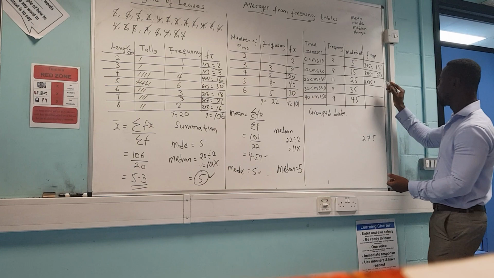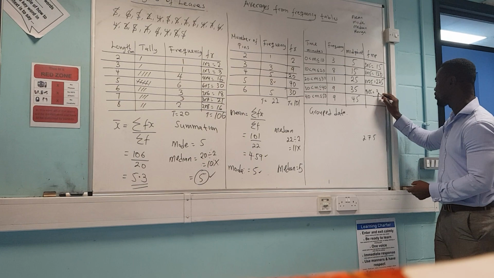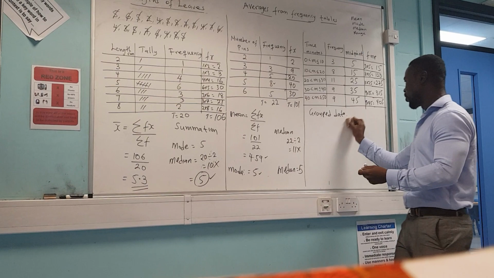Good. So that's 275. Here, 9 times 35. What does that give you? 315. Okay. And 9 times 45? 405. Well done. Now, it's easy to find your mean.